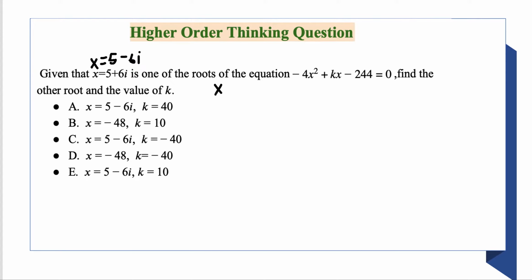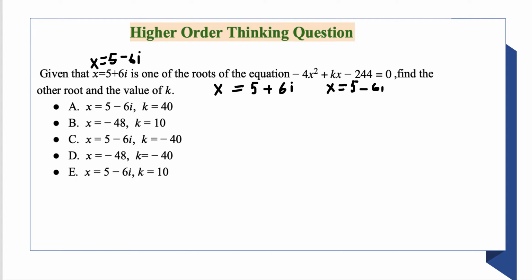For example, x is equal to 5 plus 6i. And the other root, we already see, is the complex conjugate root, which is equal to 5 minus 6i. So we have another root we know for sure, 5 minus 6i.